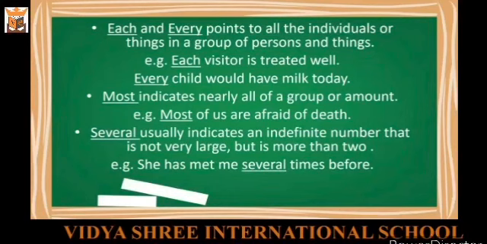Our next word is most. Most indicates nearly all of a group or amount. For example, most of us are afraid of death. Most here shows that approximately all of us are afraid of death. Exceptions are everywhere, but still here this most refers to everyone, that most of us are afraid of death.